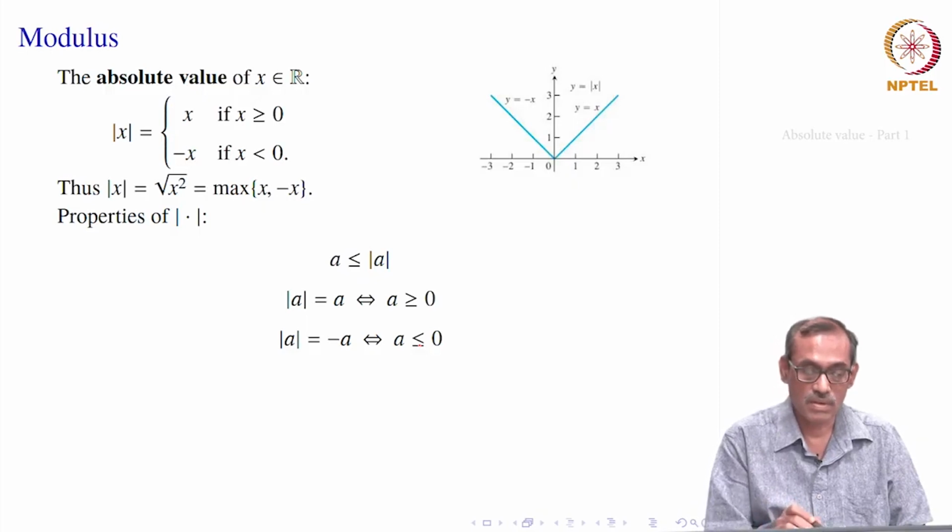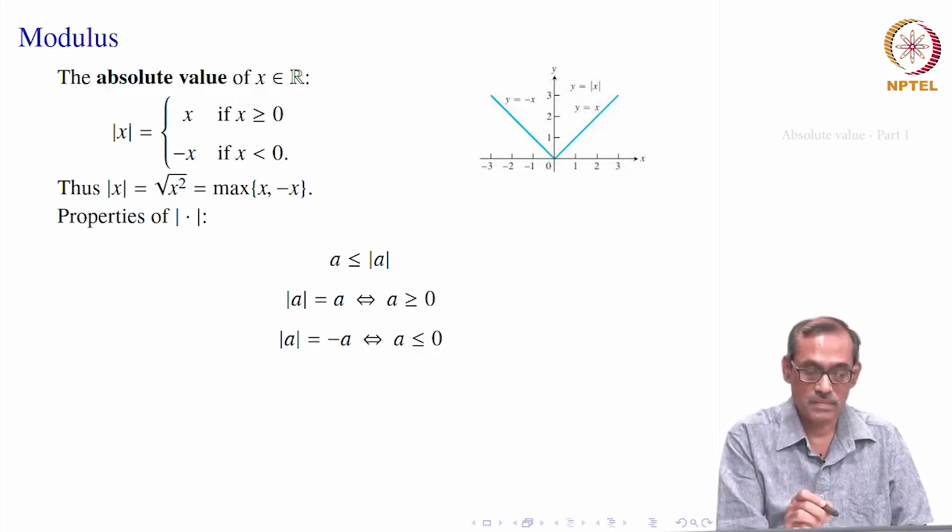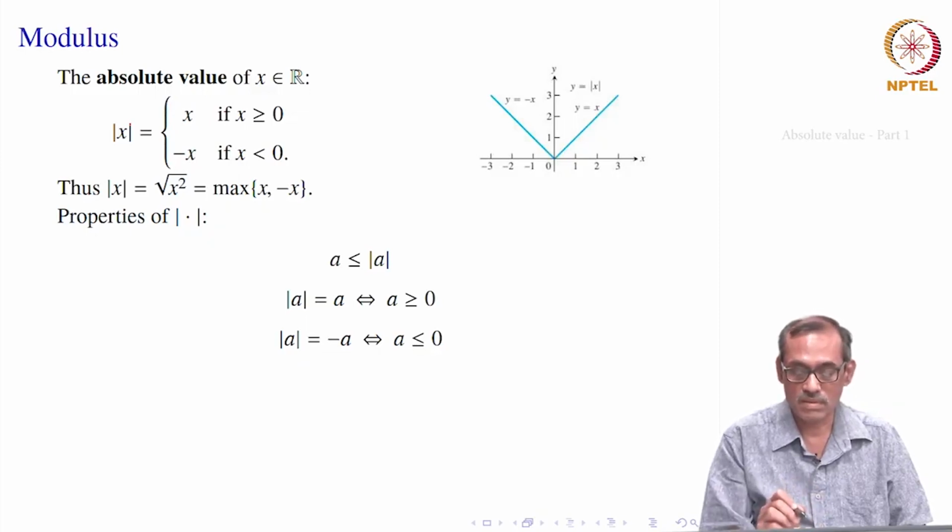At 0, let us see the modulus from the definition. Mod 0 equal to the maximum of 0 or minus 0. Anyway, it is 0. So, also we can include the equality symbol here: mod a equal to minus a if and only if a is less than or equal to 0.